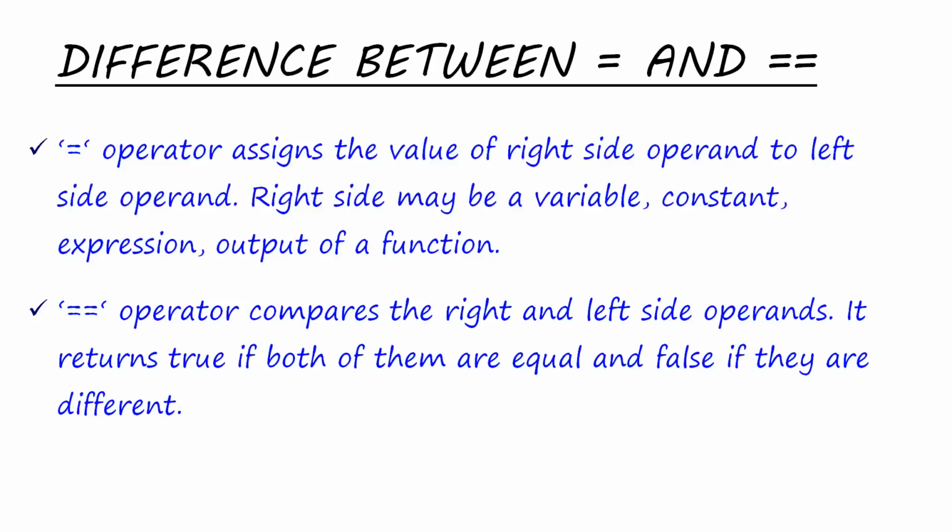As promised, I'll tell you about the difference between the equal to and the double equal to operators. The equal to operator assigns the value of the right side operand to the left side operand. The right side may be a variable, a constant, an expression, or the output of a function. For example, let's say a = 5. Here 5 is the constant and a is the variable where I am storing the value of 5. Then the double equal to operator is used for comparison between the left and right operands. It stores true if both of them are equal and false if they are different.